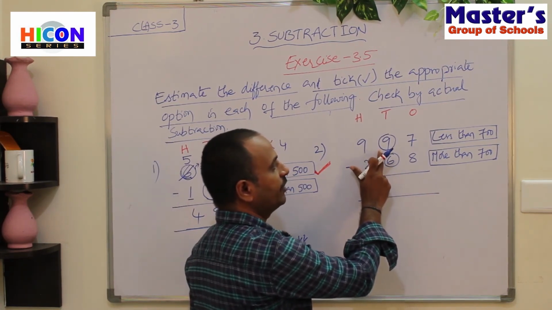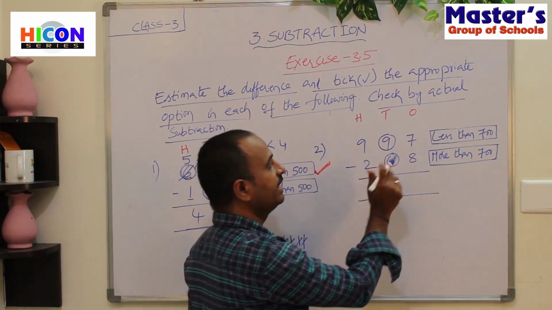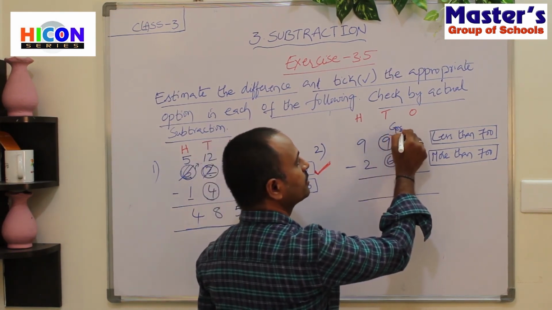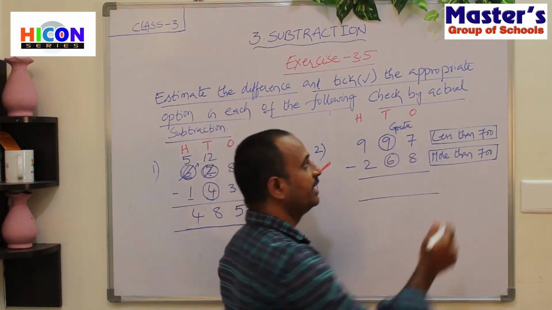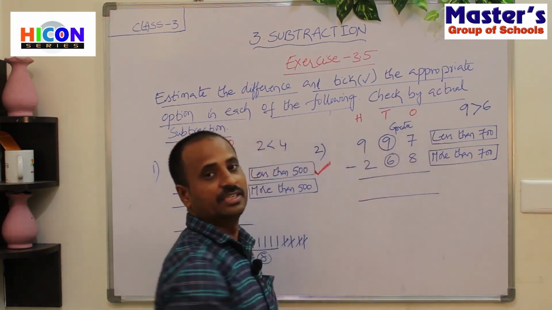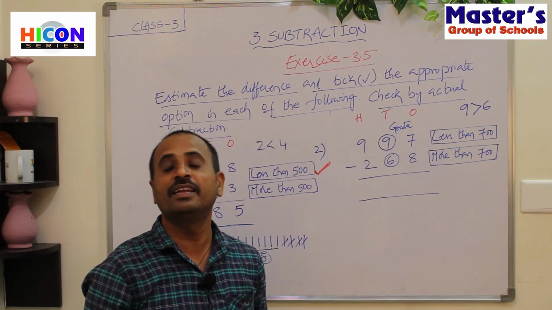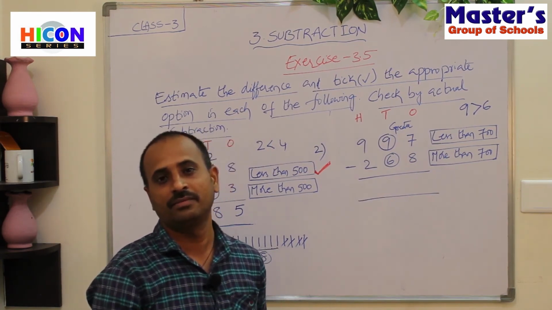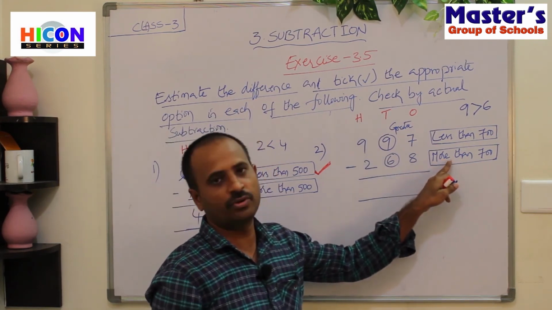So identify whether 9 is greater or less than 6. 9 is greater than 6. So if the first digit is greater, then the estimation is also more.